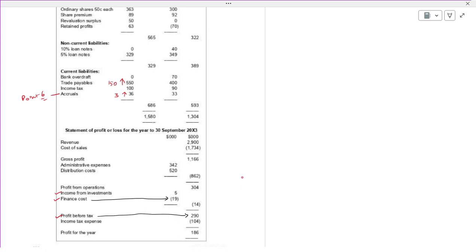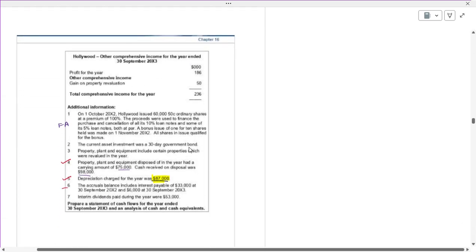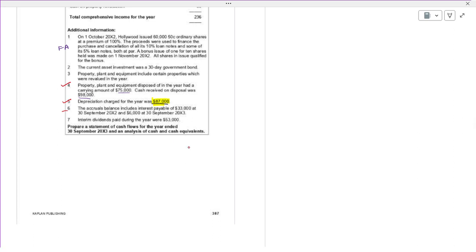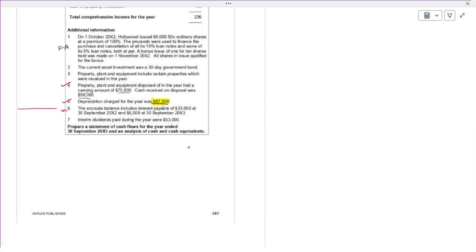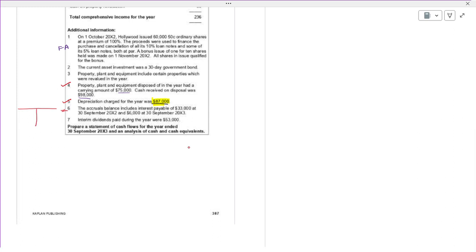What are they saying, 33 and 36. The accrual balance includes interest payable 33. See the things, I am putting them here. You can put a small T account. Make it a practice. Accrual, how much is the opening balance? It is a liability, is it right? It is a liability, 33.